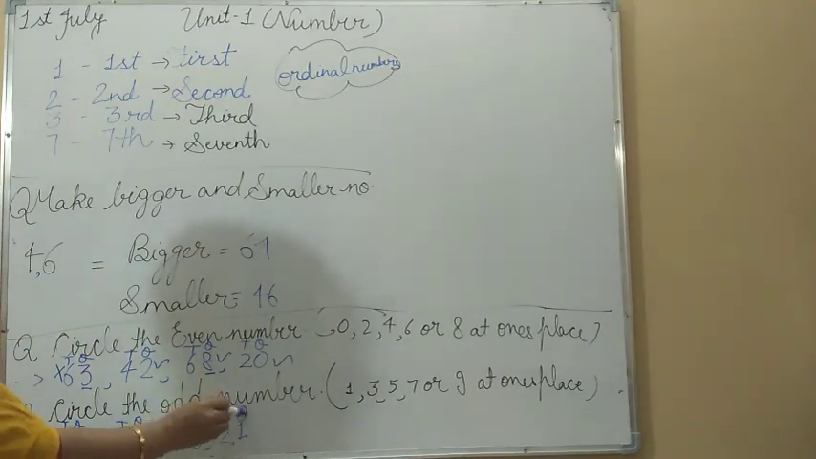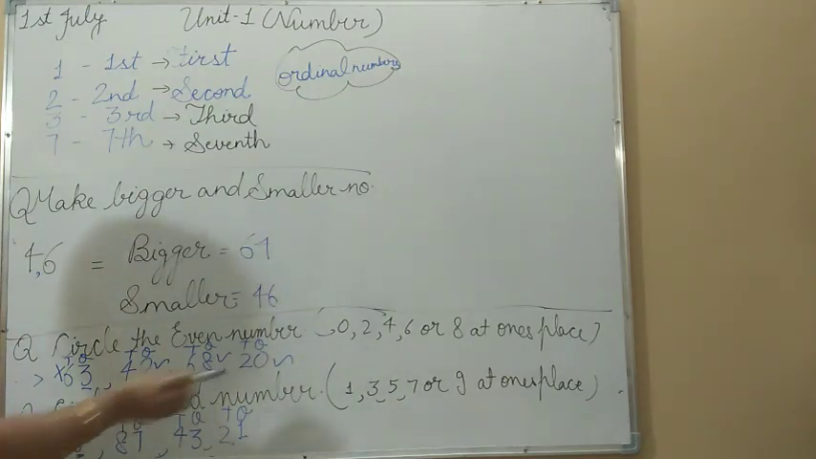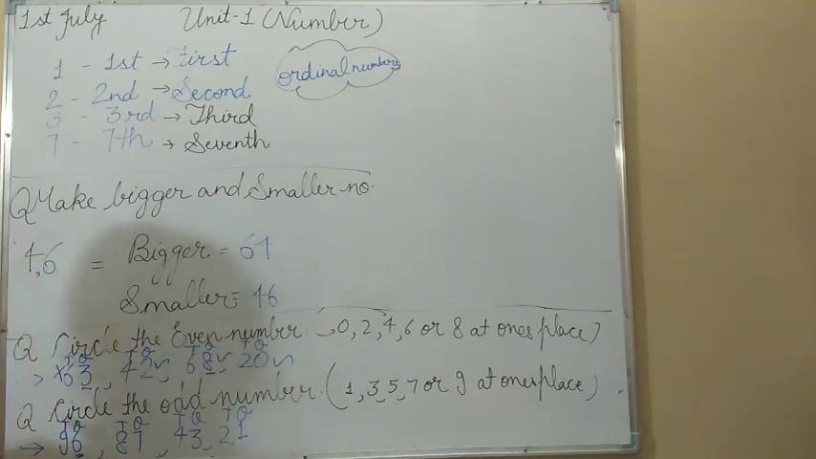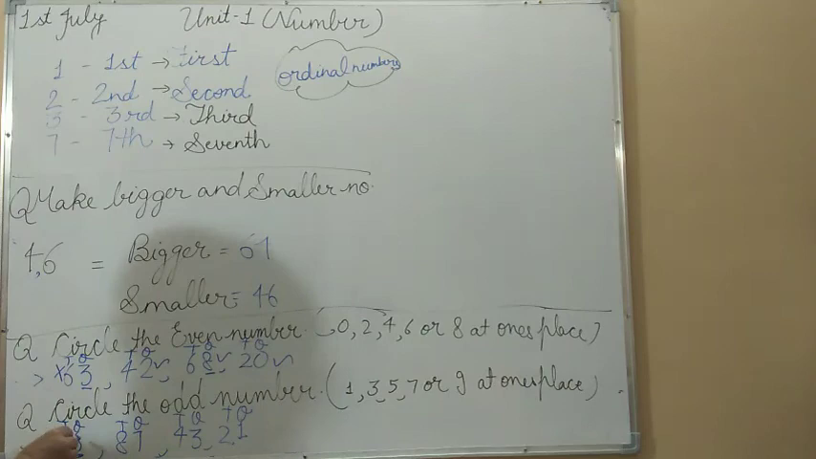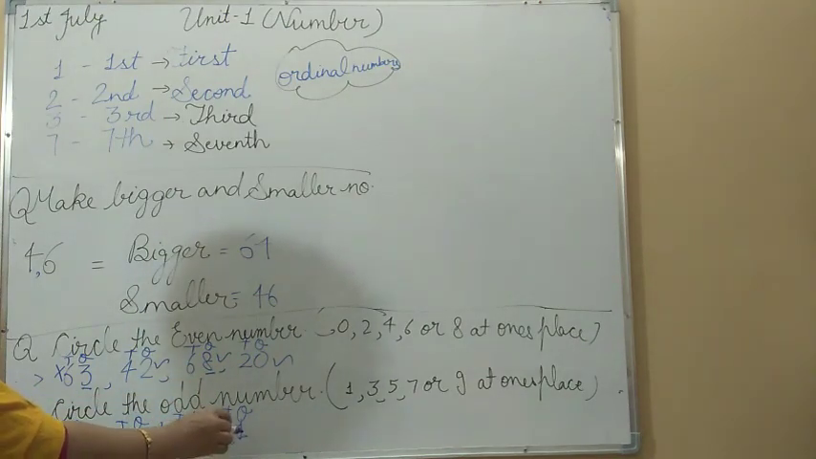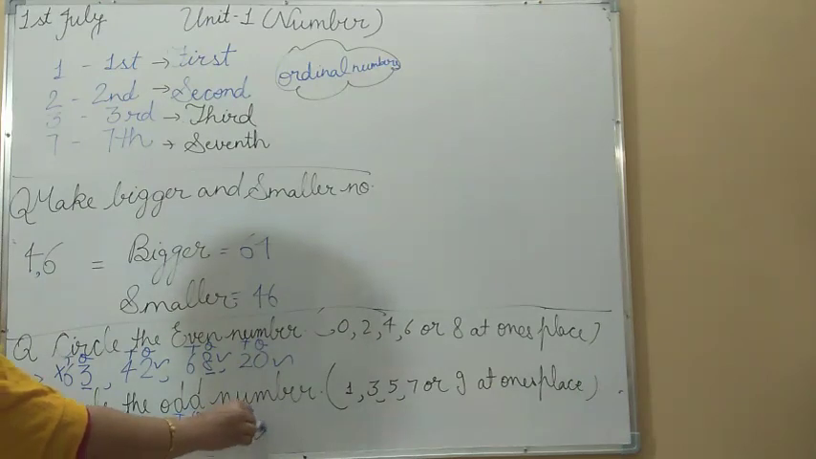Those numbers have these numbers at ones place. These are odd numbers. 6 comes in that line? No. So this is not an odd number. 7, yes, this is the odd number. This whole number is an odd number. 43, this is also, and 21, this is also.